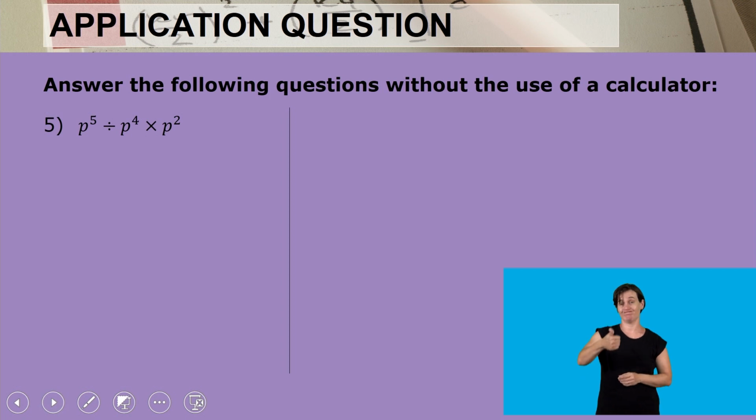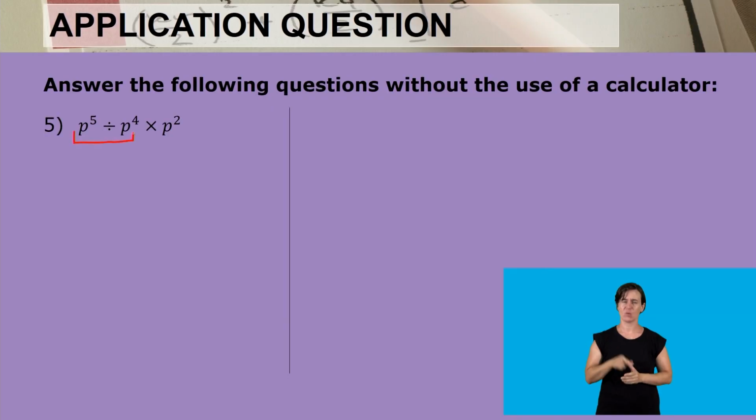The next one there gives us 3 powers, but the first 2 powers are being divided and the next power is being multiplied. So let's just remember our exponent laws, and we must not confuse them. When we are dividing powers of the same base, we are going to subtract the exponents, and when we are multiplying powers of the same base, we are going to add the exponents.